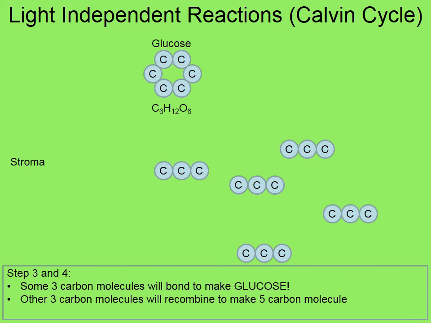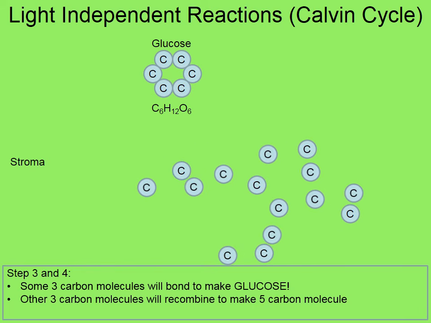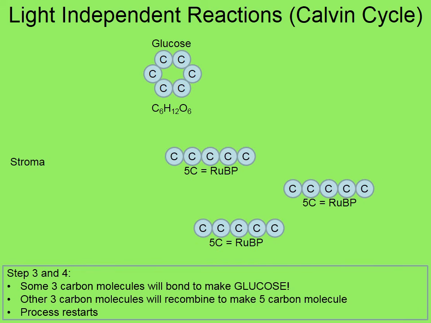Those other PGAs are going to be broken down and recombined into 5-carbon molecules of ribulose biphosphate, RuBP. This is why the Calvin cycle is called a cycle. RuBP marks the beginning of the next cycle. Carbon dioxide will be taken in, the carbon dioxide will bond with the RuBP to make a 6-carbon molecule, and now we're just repeating steps previously mentioned.